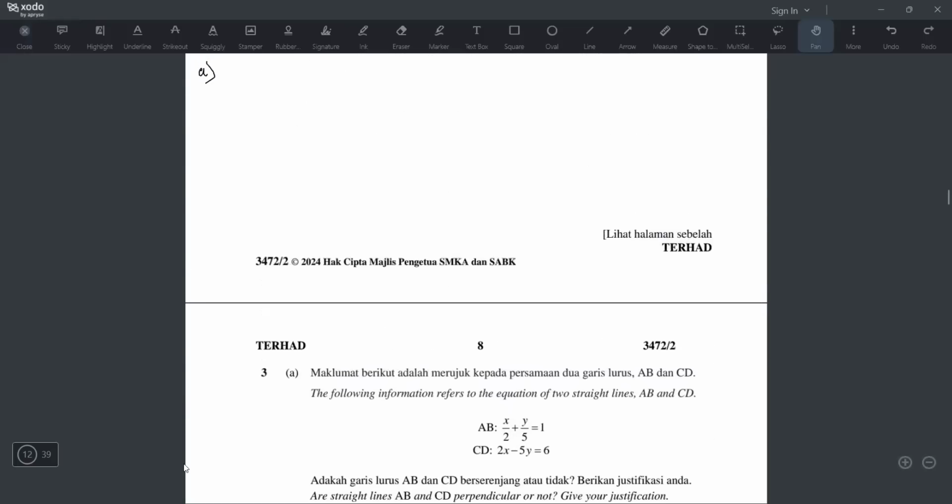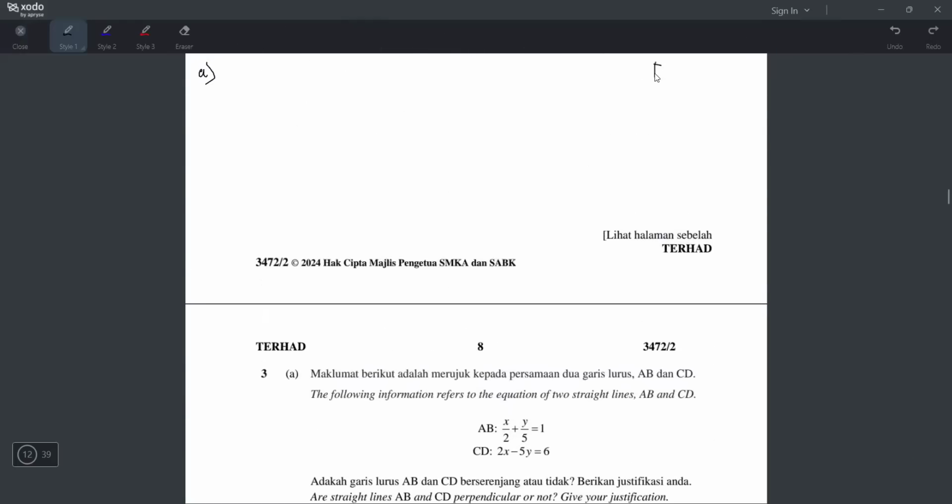Ya, ini adalah coordinate geometry. From Form 4 chapter 6, no, 7 or 8. I think it's 7. Yeah, coordinate geometry. Chapter 8 is vector, right? Ya, so ini adalah chapter coordinate geometry. Okay, so apa kita kena buat? Kita kena tentukan bahawa adakah AB CD ni berserenjang atau tidak, whether it's perpendicular or not.